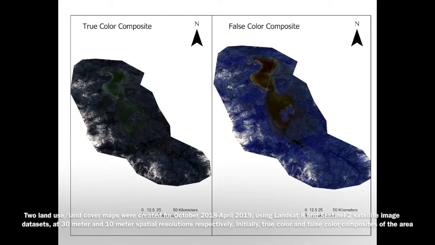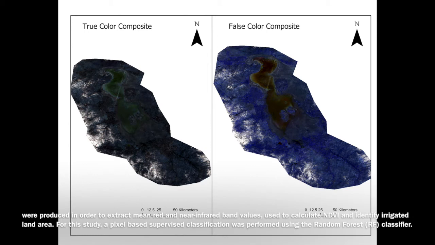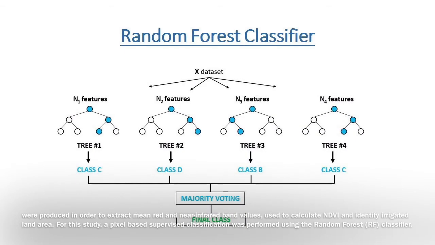Two land use land cover maps were created for October 2018 to April 2019 using Landsat 8 and Sentinel-2 satellite image datasets at 30-meter and 10-meter spatial resolutions respectively. Initially, true color and false color composites of the area were produced in order to extract mean red and near-infrared band values used to calculate NDVI and identify irrigated land area. For this study, a pixel-based supervised classification was performed using the Random Forest classifier.